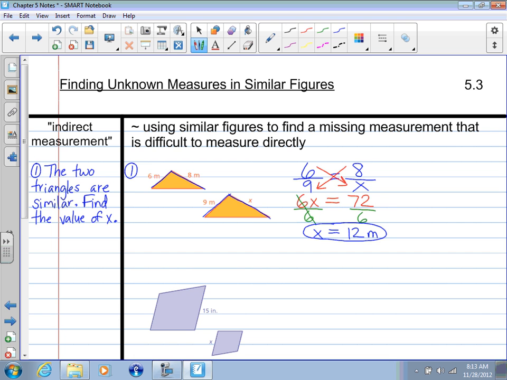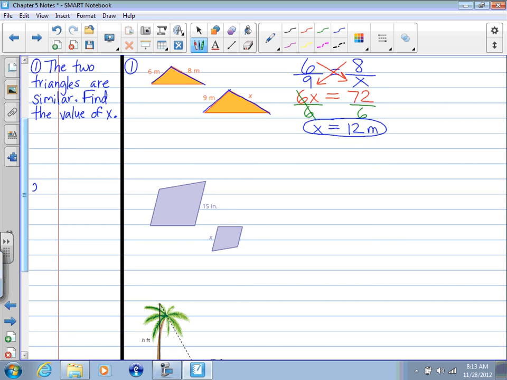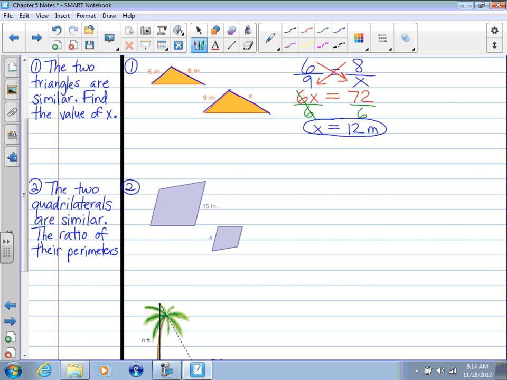Okay, let's take a look at number 2. Number 2 says the two quadrilaterals, and the quad means 4, so these are just 4-sided figures, are similar. The ratio of their perimeters is 12 to 5. Find x.